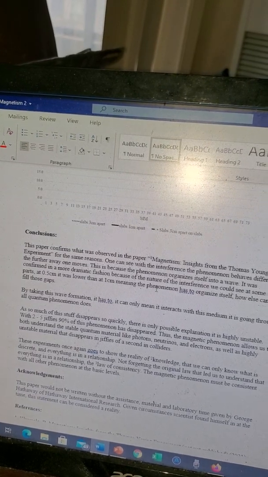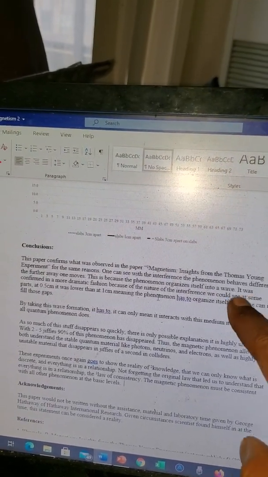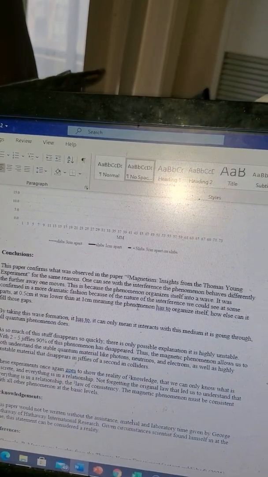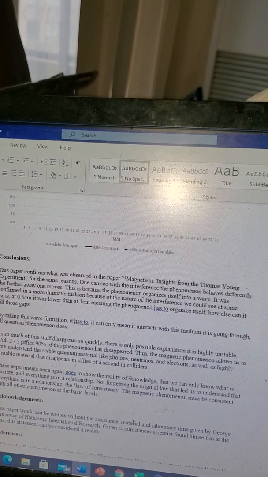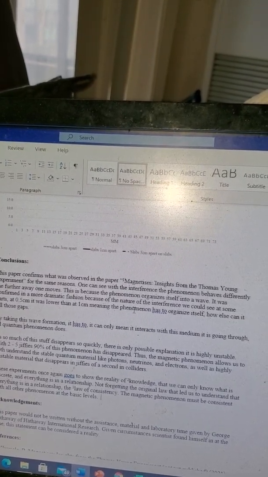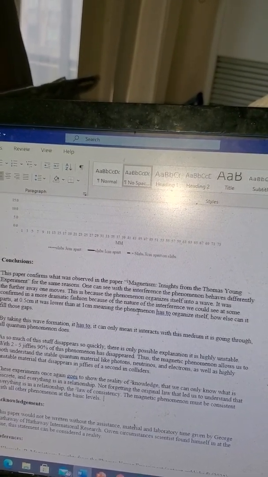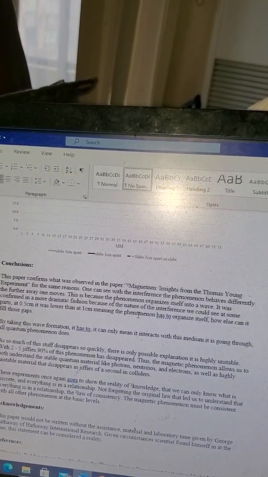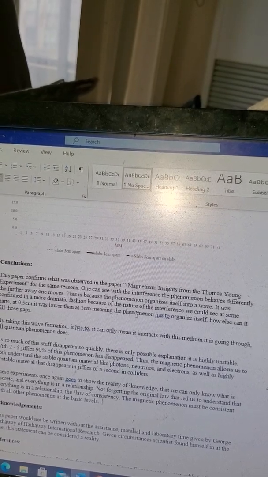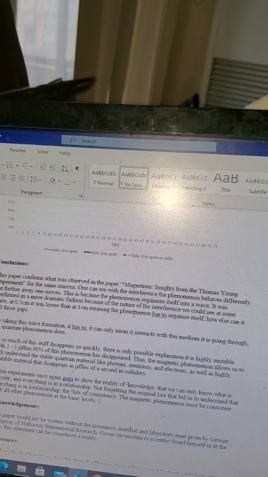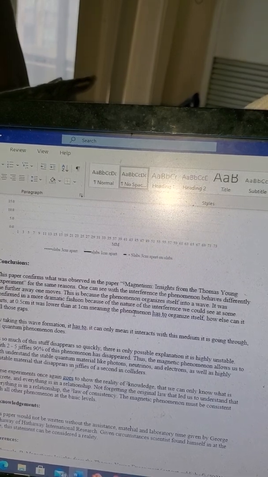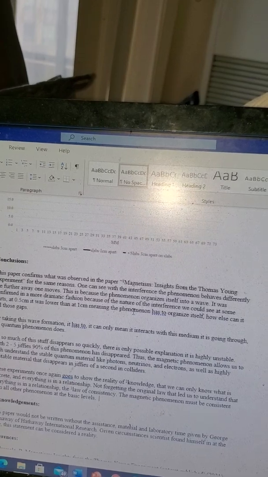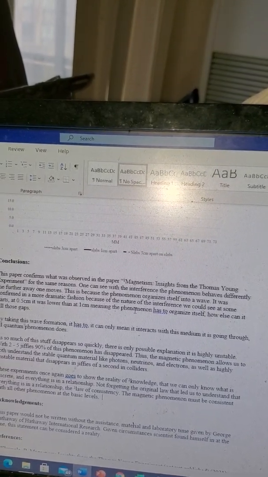One can see with the interference, the phenomenon behaves differently the further away one moves. This is because the phenomenon organizes itself into a wave. It was confirmed in a more dramatic fashion because of the nature of the interference. We could see at some parts that between 0.5 centimeters and 1 centimeter, this is 1 jiffy of a second, the phenomenon has organized itself. I mean, this is incredible calculations, faster than any quantum computer.